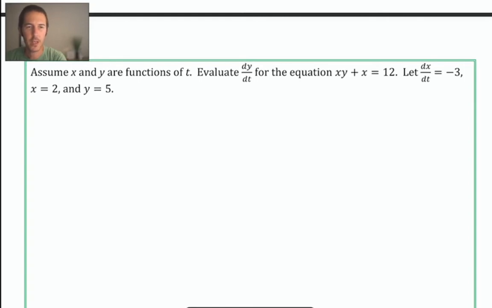In this first example, we're to assume x and y are functions of time. Usually we see notation like f of x, where f is the name of the function and x is the independent variable. We're not doing that here. In this case, x is a function of time. So x is the name of the function, and t, or time, is the independent variable.